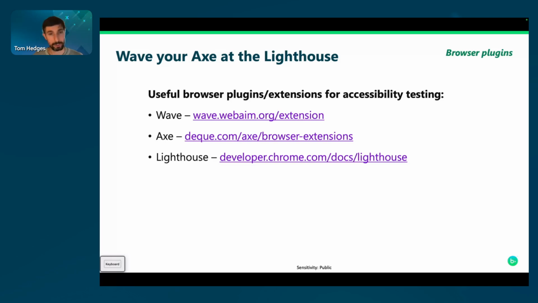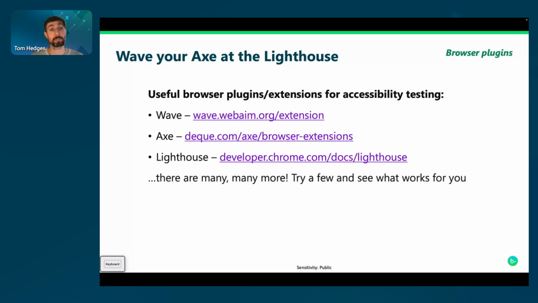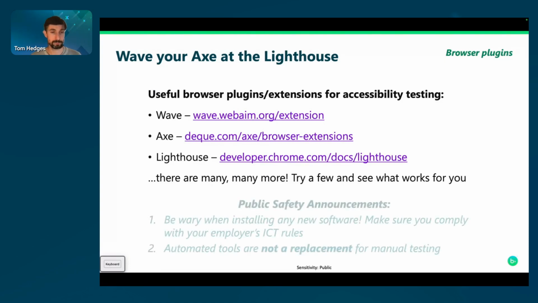We're going to look at 3 today: Wave, Axe, and Lighthouse. This explains the peculiar title of this slide, if you have been wondering from the agenda. So before I demo these 3, I should just say there are many, many more browser plugins and tools to help improve or evaluate the level of accessibility of a website. I'd really just suggest trying a few, taking some recommendations, and seeing what works well for you.